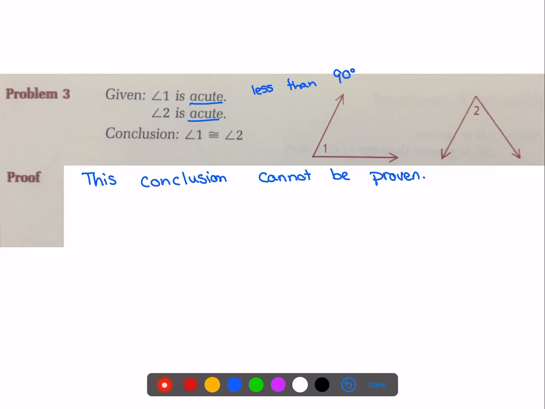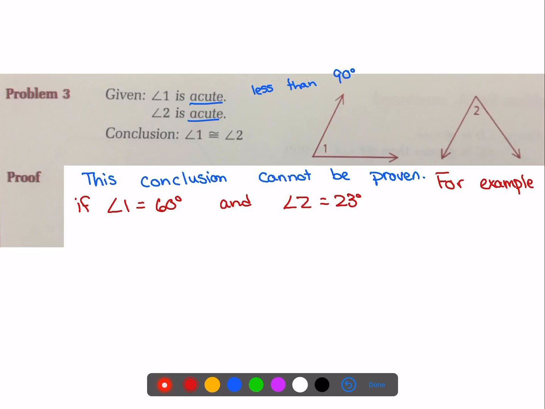So I'm going to go ahead and give angle 1 and angle 2 both measurements. So, for example, if angle 1 is equal to 60 degrees and angle 2 is equal to 23 degrees, these are just random numbers I came up with. They can be any numbers that are acute, so anything less than 90, greater than 0.